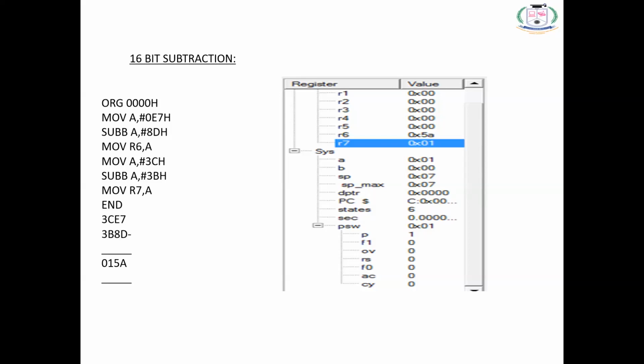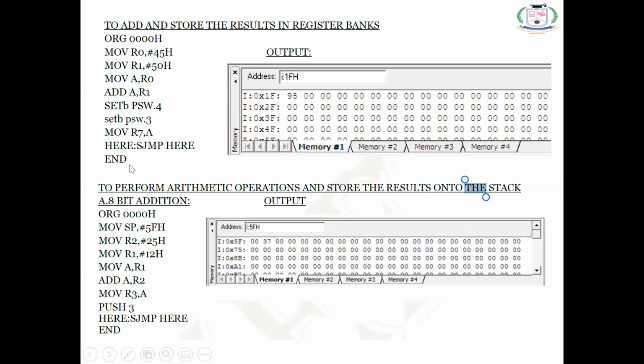Are you clear? Have you understood this? For 16-bit addition, what instruction did I use? ADDC A, #. But here we have only the SUBB instruction. We don't have a SUB instruction. So subtract with borrow is there. So SUBB A, #80, then SUBB. In all these cases, I am giving my data directly to the register and performing my addition or subtraction. Now we will see the next program, to add and store the result in the register bank.